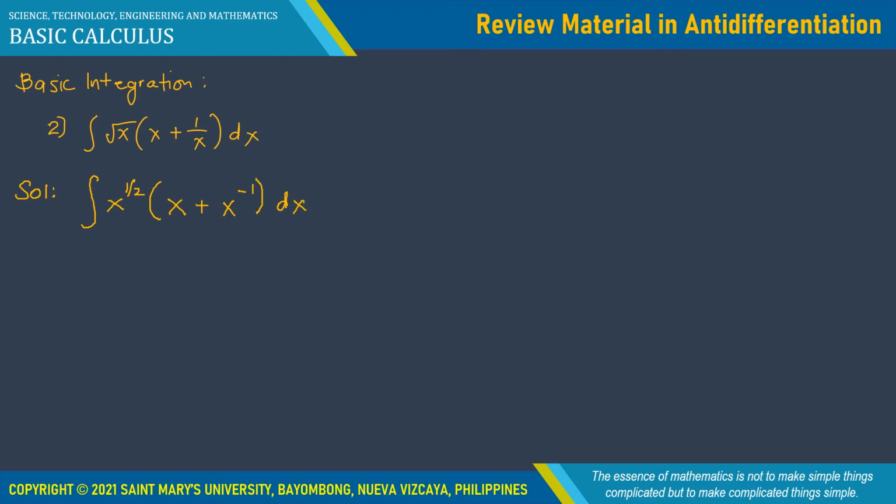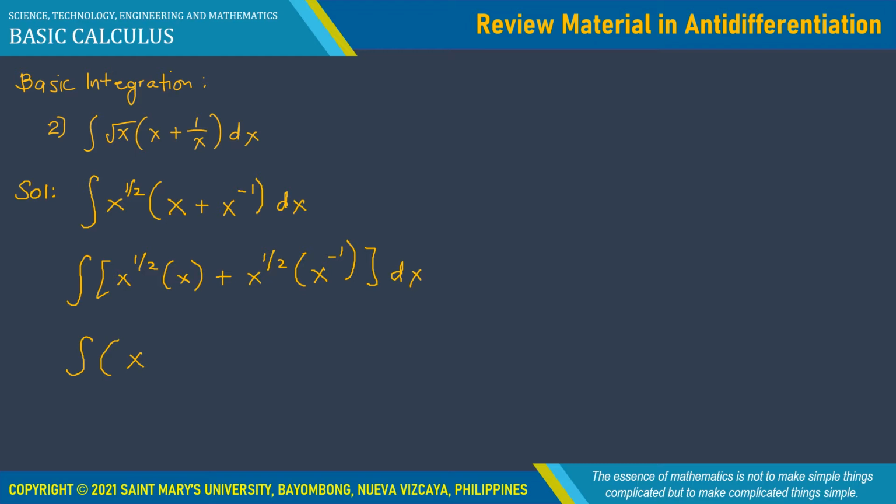Okay. So dito pwede nating i-distribute. So we have the integral of x to the 1 half times x plus x to the 1 half times x to the negative 1. So ganyan. Kumbaga, din-distribute lang natin yung x to the 1 half. So gagamitin lang natin yung law of exponent. So we have x to the 1 half times x.